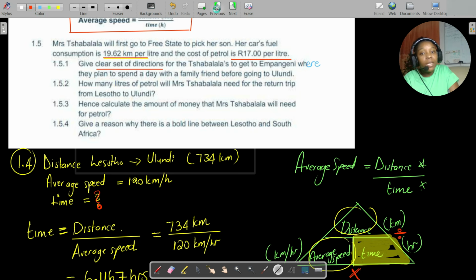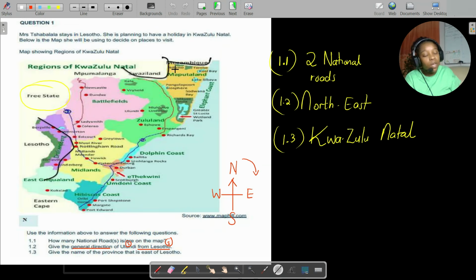So now, ladies and gentlemen, if they're asking for a clear set of directions, you're not moving in a straight line. We're not just moving from Free State to Mpangeni in a straight line. No. When I want a clear set of directions, you need to take note of the roads there. What road must she use? In what direction must she move? And then what other road is she using, and in which direction will she travel along that road?